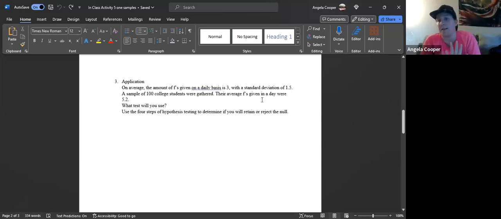I'm not saying this is a t-test. I'm not saying this is a z-test. I'm just saying this is the sample I have in front of me. So if we were to find the degrees of freedom for this problem, it'd be 99.